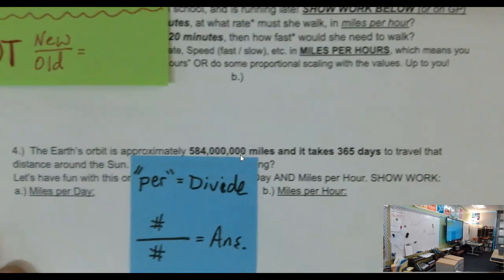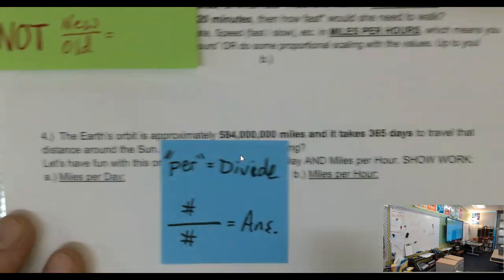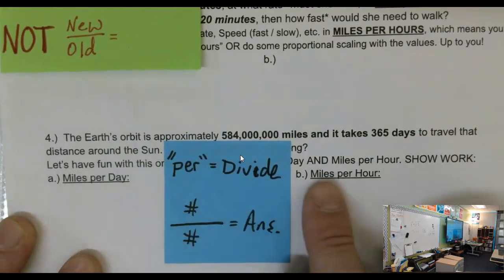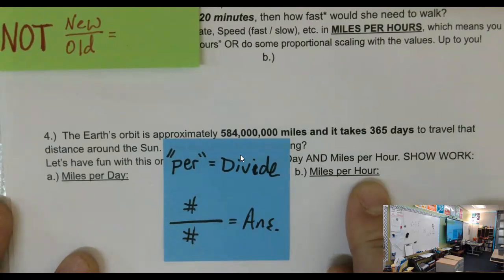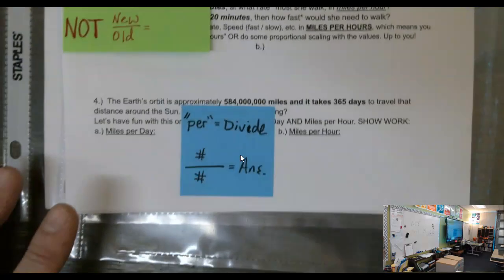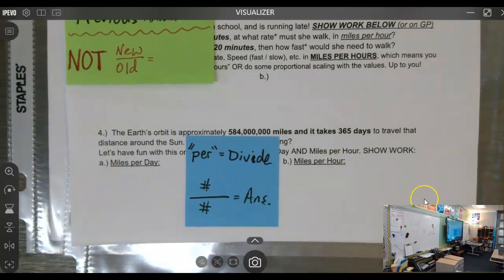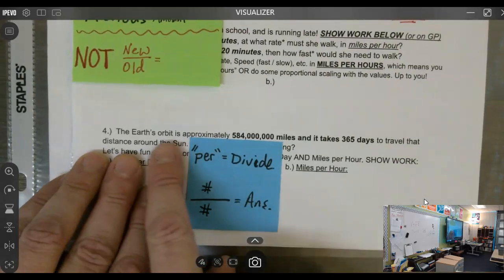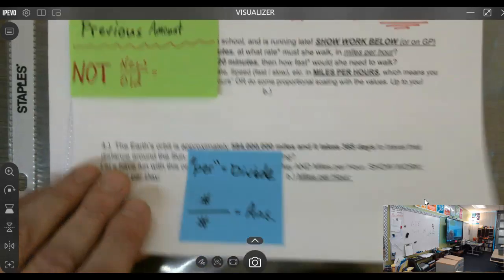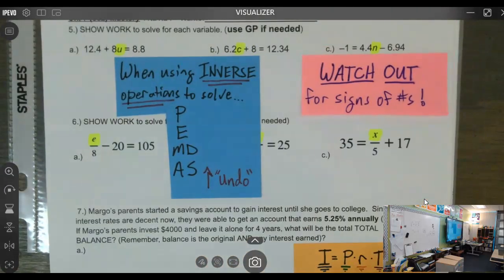I don't really have much advice on number 4 except for per means divide. So figure out miles and days or figure out miles and hours. How many hours are in a day? 24. Let's make sure we all agree on that. Yeah, I know when you get that answer, it's sort of astronomical. Get it? Astronomical. But also it's a really big number. Astronomical in both of these sentences.